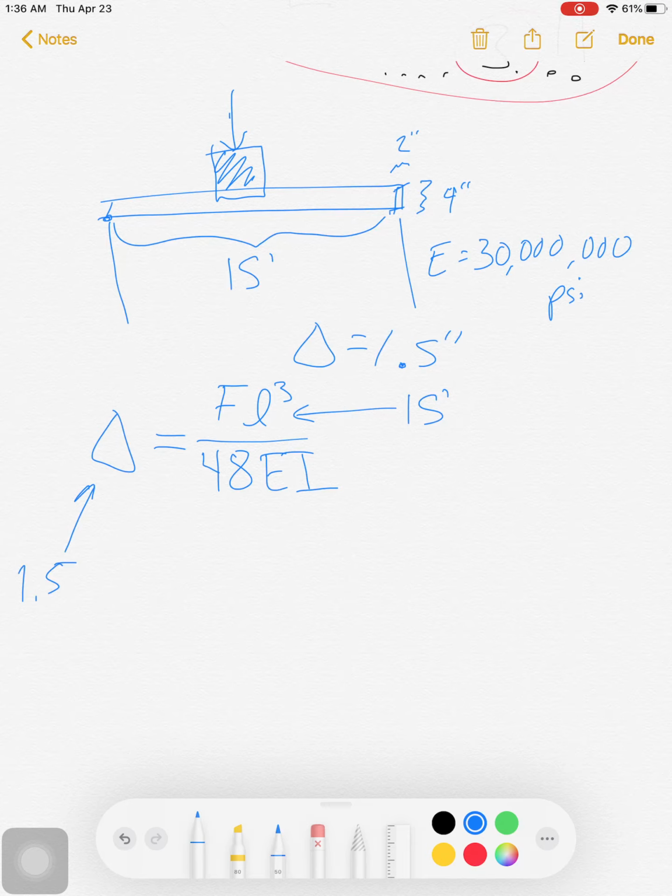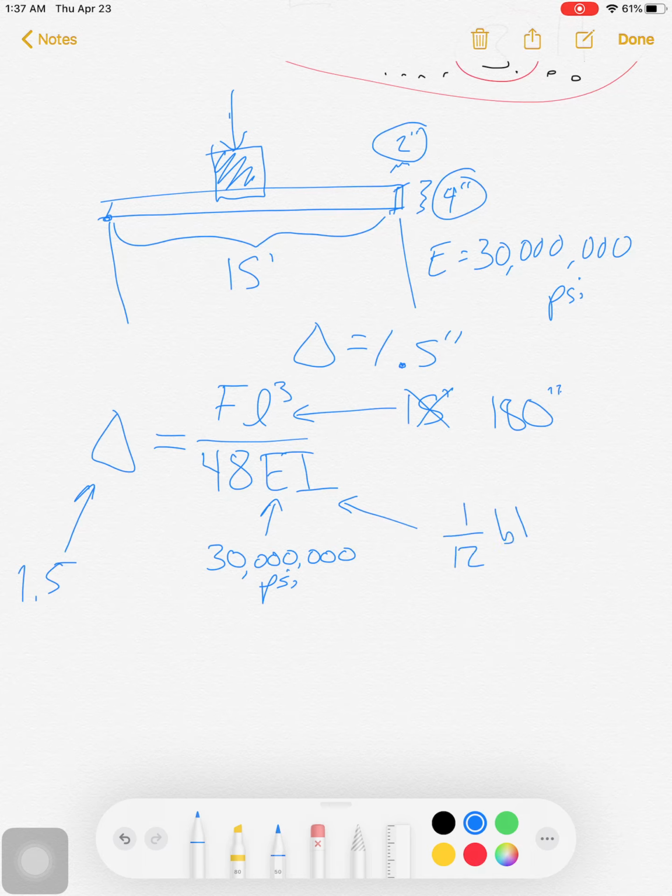However, notice everything else is in inches. This is 2 inches, this is 4 inches. Remember, when we find our moment of inertia, that I value, it's in inches to the 4th power. So we want to actually take our 15 feet and convert it to inches. So I'm just going to multiply by 12, and instead of saying 15 feet, I want to say 180 inches. Okay? We have 48 as a constant. Our E value is based on the material, which is steel, which was 30 million psi.